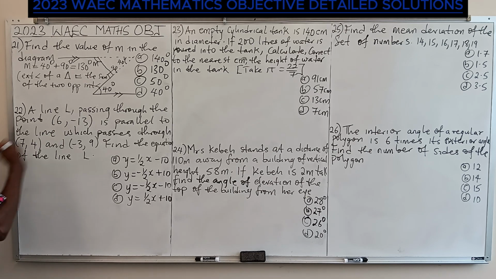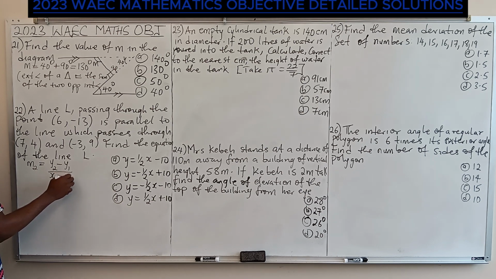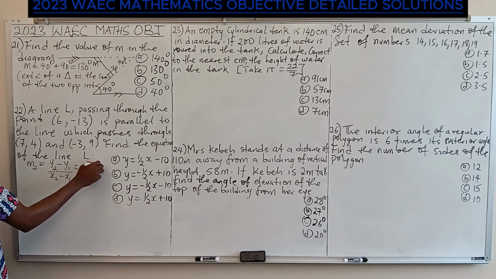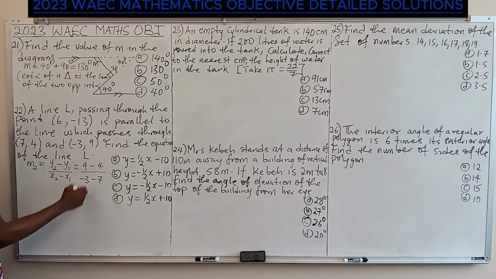So the gradient of this is M2. Let's call it M2. The formula for finding gradient is Y2 minus Y1 over X2 minus X1. Y2 is 9 minus 4. Here is minus 3 minus 7. 9 minus 4 is 5. So this is 5 over minus 10, which is minus 1 over 2.